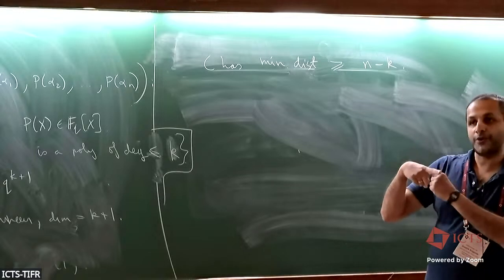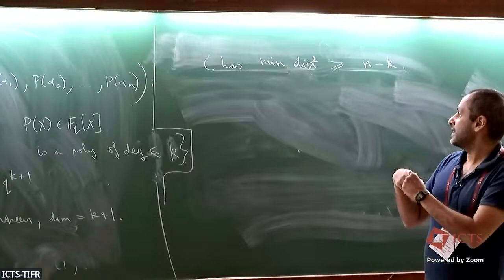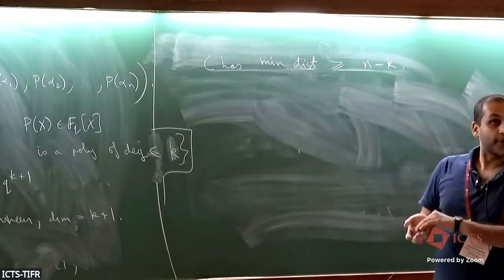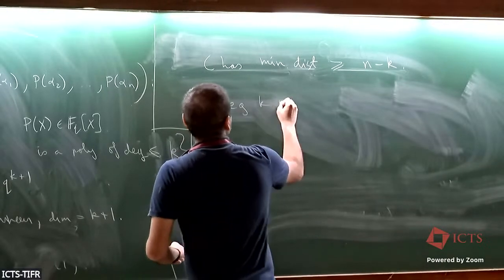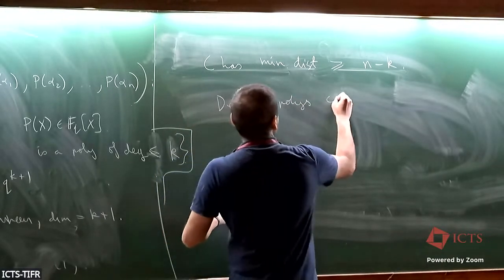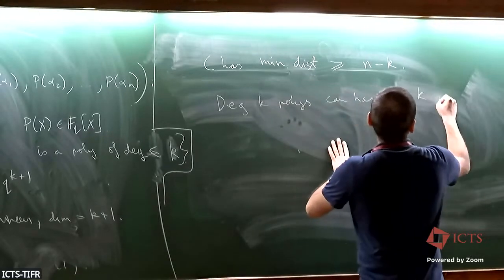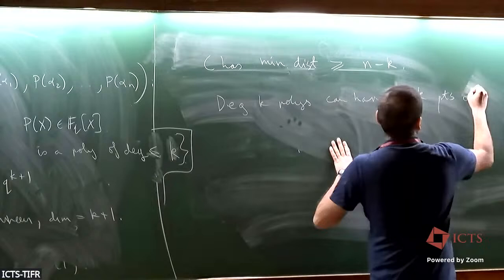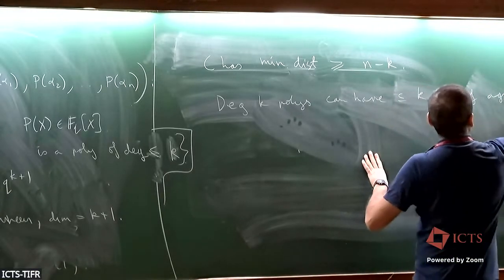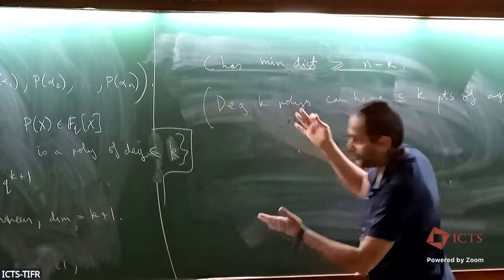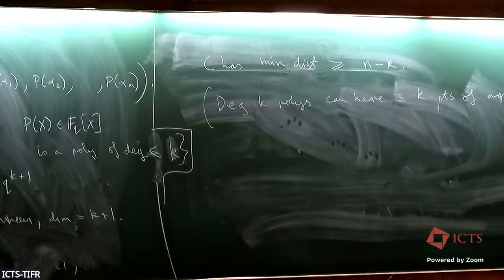It's a non-zero polynomial of degree at most k. So there are at most k zeros. So there are at most k points of agreement. Because degree k polynomials, these are all univariate, have at most k points of agreement, because of the fundamental theorem of algebra. And so this is our first example of an interesting code.